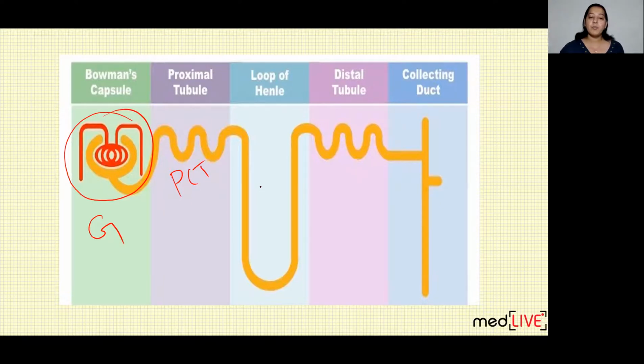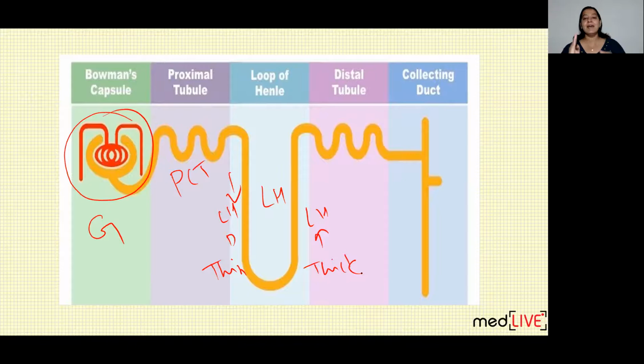Next part is the loop of Henle. Loop of Henle has two limbs. You can see in this loop there are 2 limbs. First limb is descending, then it is ascending. So there is the loop of Henle descending limb coming down and the loop of Henle ascending limb going upwards. This descending limb is the thin portion and this ascending limb is the thick portion. So loop of Henle has 2 portions, descending limb and ascending limb.